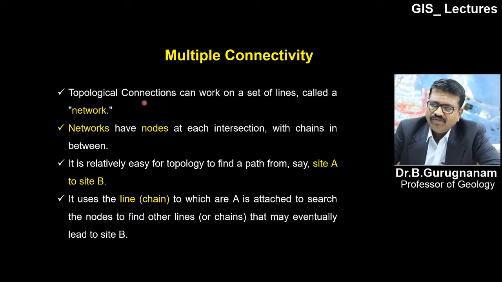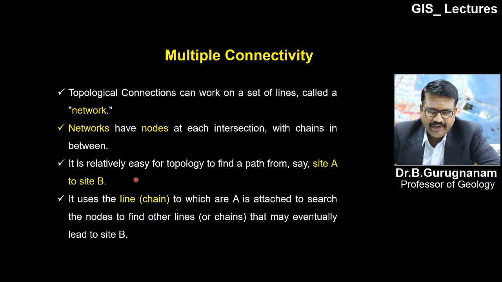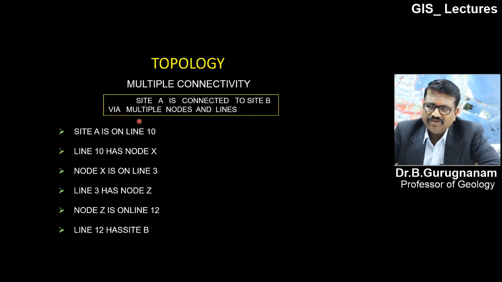Topology connections can work on a set of lines called a network. A network has nodes. We know that when you digitize, the node is the starting point, and in between you have vertices. Networks have nodes at each intersection. Wherever the intersection comes with respect to every chain or line, it is relatively easy for topology to find a path from, say, site A to site B. It uses the line, that is the chain, to which A is attached to search the nodes to find other lines that may eventually lead to site B. And of course this is very excellent multiple connectivity.